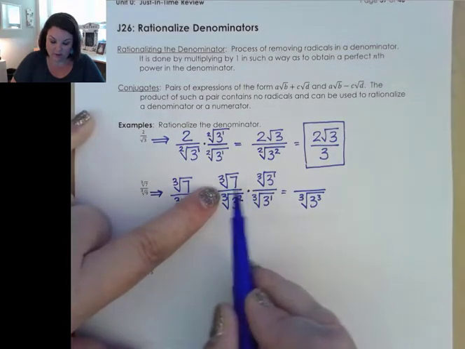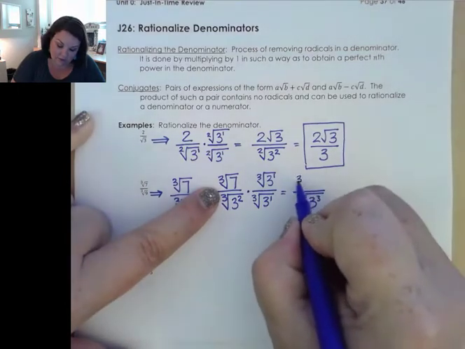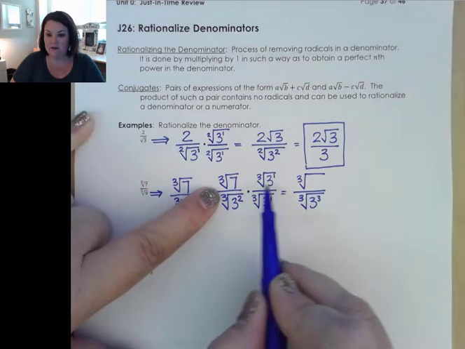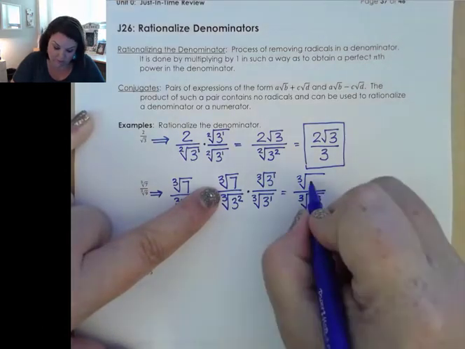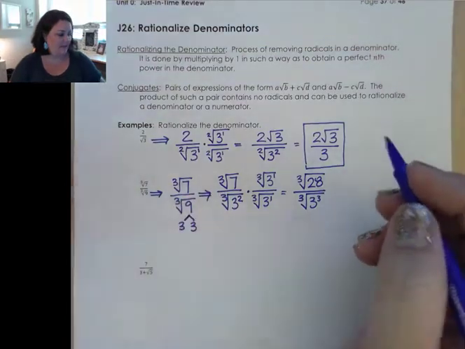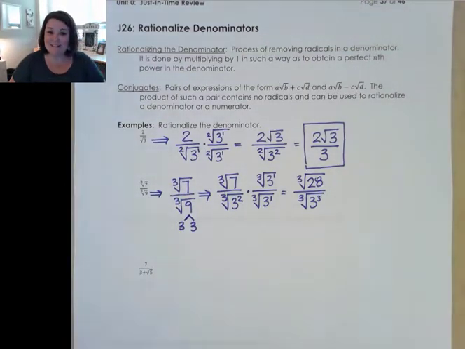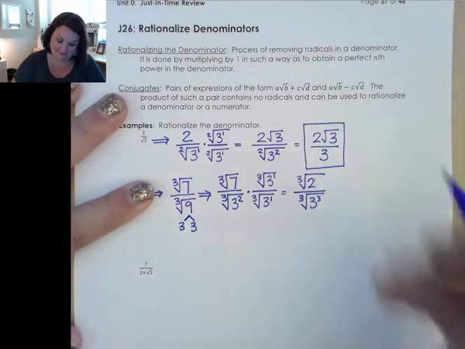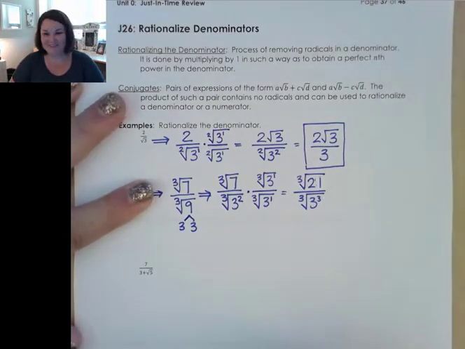On top, when I multiply these together, I get the cube root of 7 times 3, right? Because these have the same radical, so I can just multiply what's underneath. Okay. Oh, that's not 28. 7 times 3 is not 28. Silly Mrs. Williams. It's 21, right?